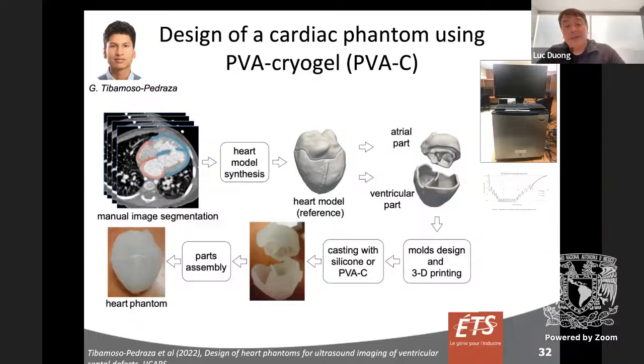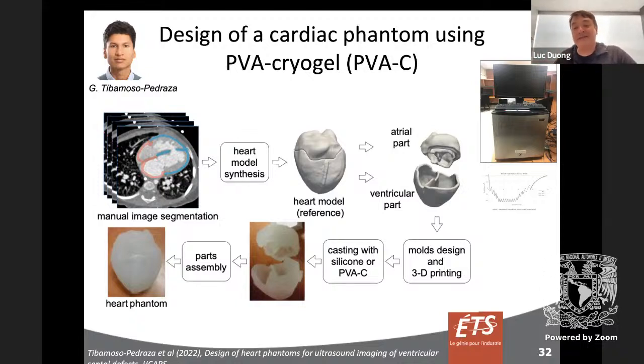In this work, we segmented the different structures that we wanted to reconstruct. We generated a 3D model first, and then we generated a mold, and then again using polyvinyl alcohol cryogel. We have a custom-made freezer that runs Linux with a Raspberry Pi that controls the cycle of thawing and freezing. And with this freezer, it's possible to create the cryogel.